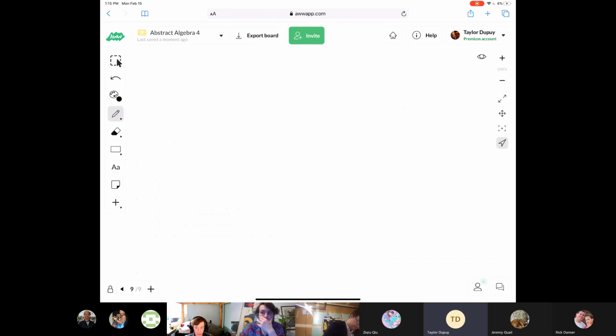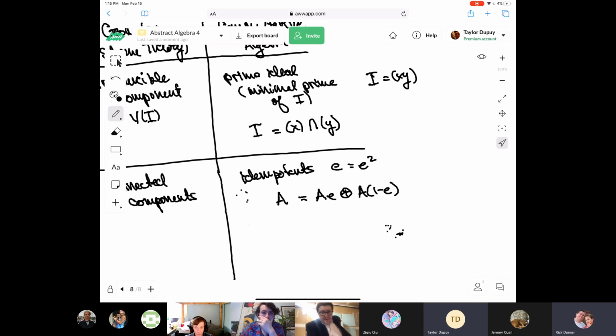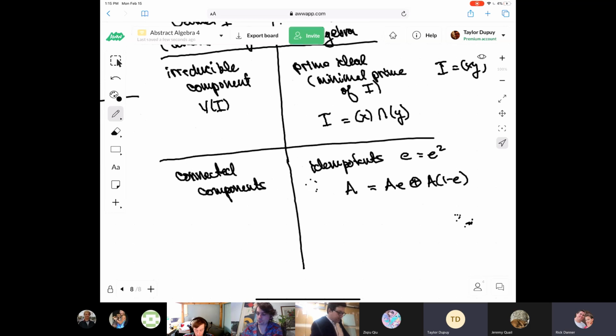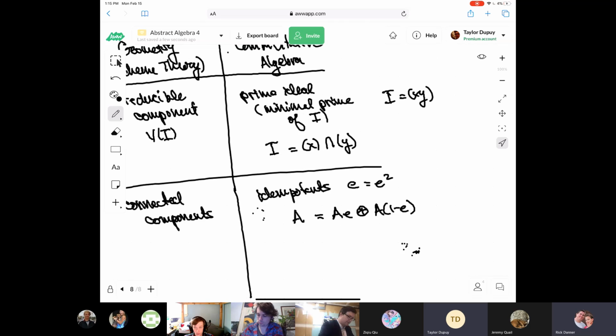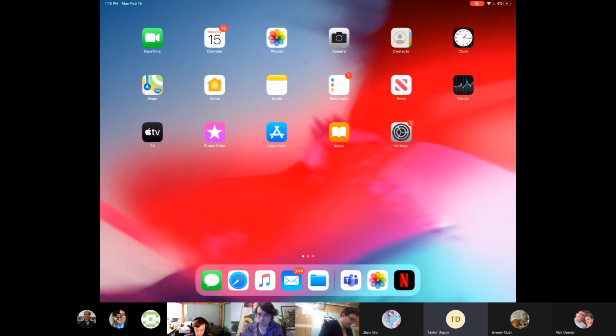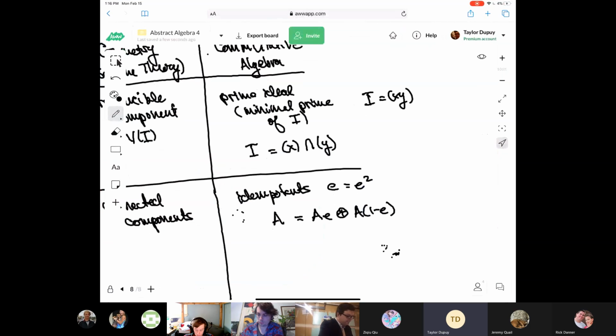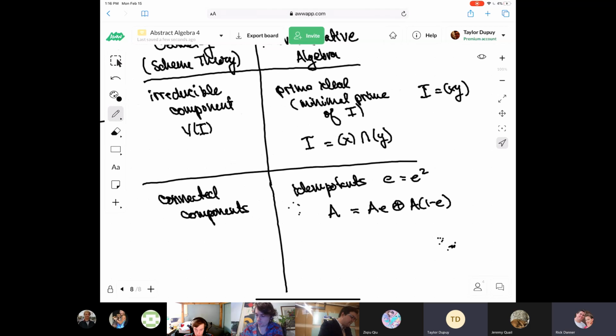Can I ask about the minimal part? Yeah. The ideal generated by x times y and the intersection of x and y, there's a possible proper containment if they're not reduced, right? Or minimal. If they're not what did you say, if they're not reduced?